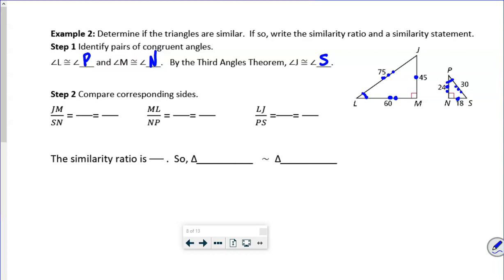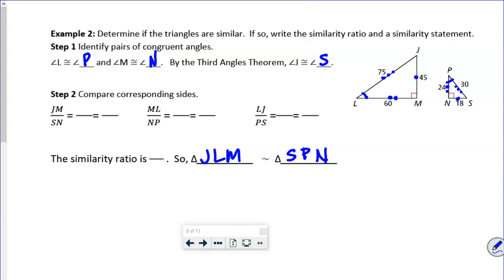And so I can say that triangle JLM, look at J had nothing, so what has nothing on the other one is S. L had one arc, so what has one arc on the triangle on the right is P, and then M was right angle, so this is N. Okay, so now if we write that statement first, we can then use it to write the previous step.